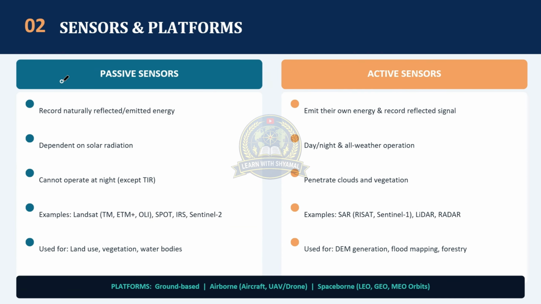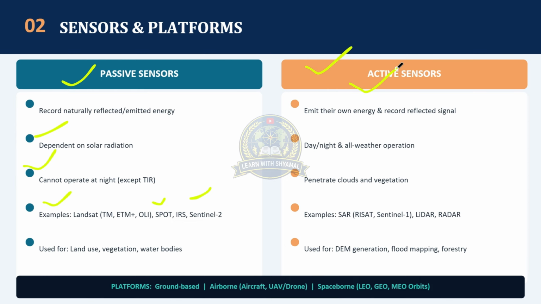Sensors and platforms: passive sensors and active sensors. Passive sensors record naturally reflected and emitted energy, dependent on solar radiation, and cannot operate at night except TIR, thermal infrared. Examples: Landsat TM, ETM and OLI, SPOT, IRS and Sentinel-2 sensor bands. Used for land cover classification, vegetation analysis, and water bodies analysis.